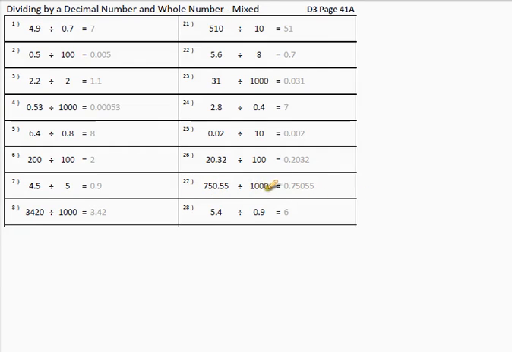We have 3 zeros here. We have to move the point back 3. 1, 2, 3. Your point was just before your 7, but we needed a 0 before that point. Pause the video to check the rest of your answers.